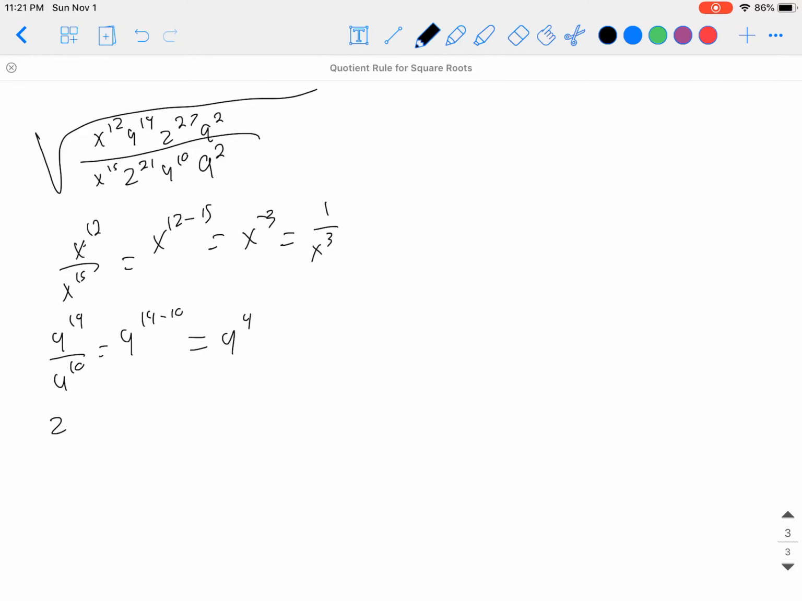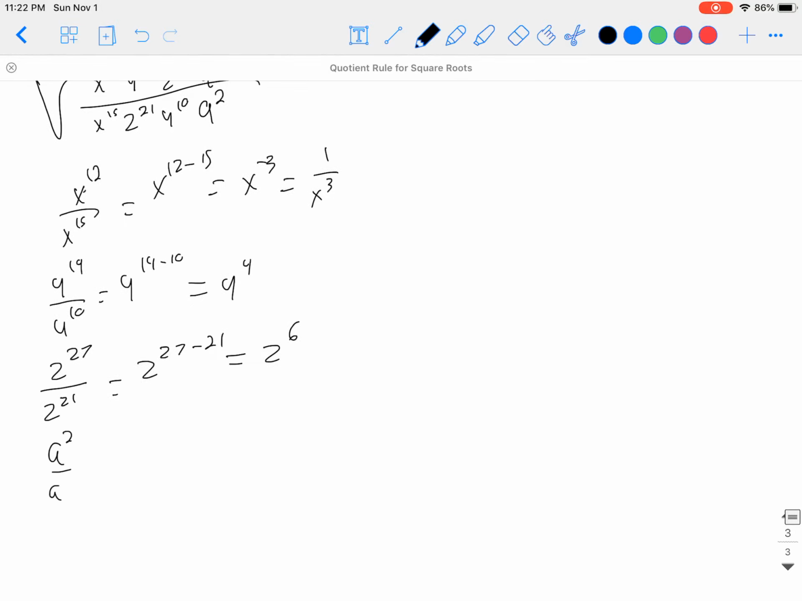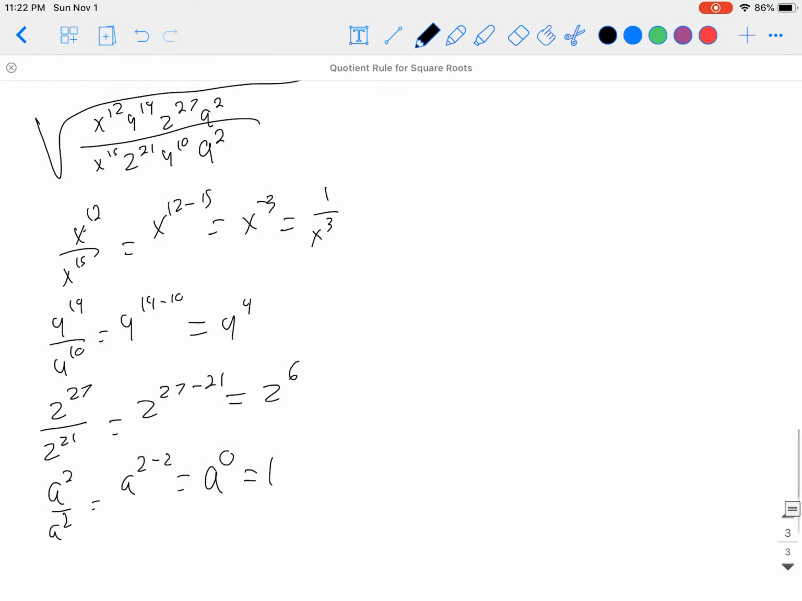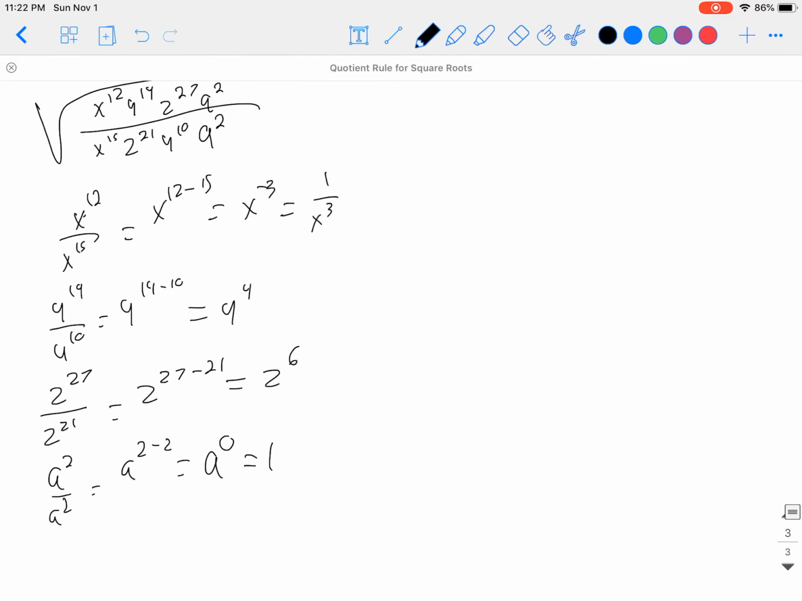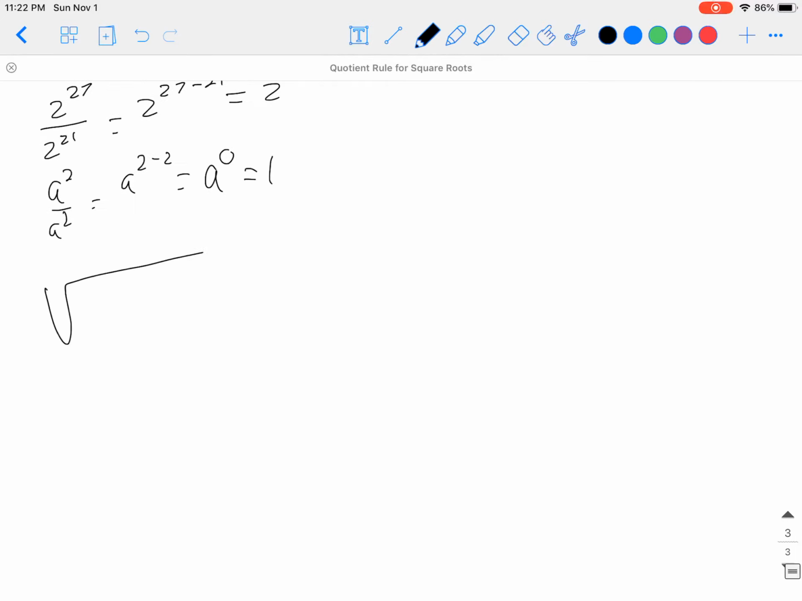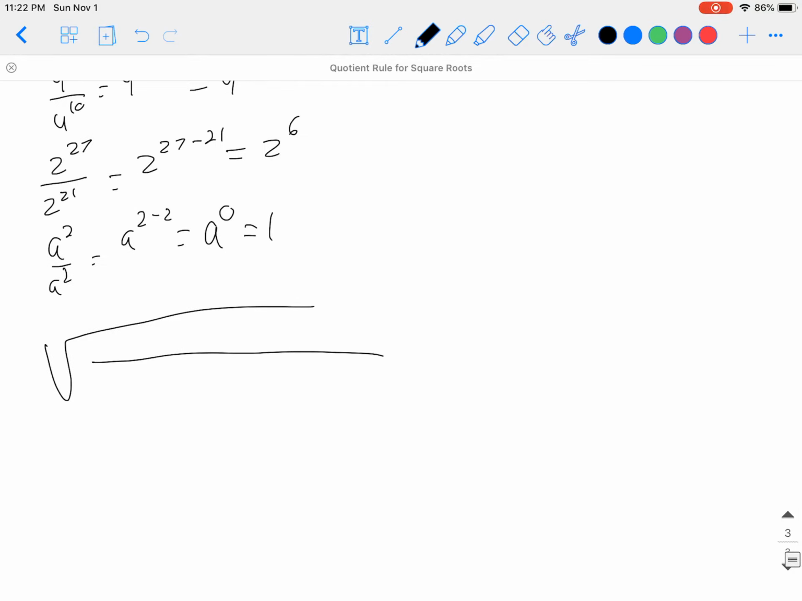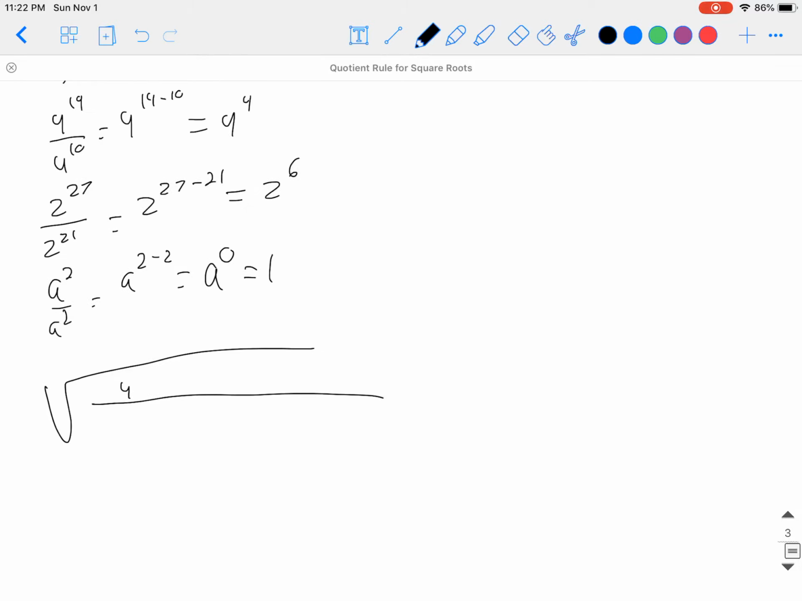On to z, we have z to the 27th divided by z to the 21st equals z to the 27th minus 21 equals z to the 6th. And then finally, we have q squared over q squared equals q to the 2 minus 2 equals q to the 0 equals 1. Okay, with these reduced exponents, we can move this back into the square root, giving us the square root of y to the 4th times z to the 6th over x cubed.